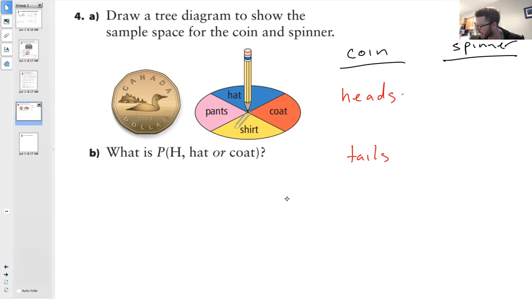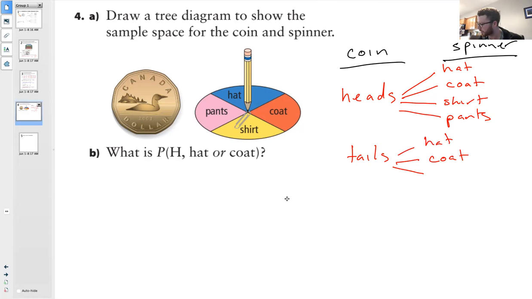And from that heads, it can either be a hat, coat, shirt, or pants. And same thing for tails: hat, coat, shirt, pants. So now if we look at this, this will tell us all of our possible outcomes. So we have 1, 2, 3, 4, 5, 6, 7, 8. So we have 8 possible outcomes.